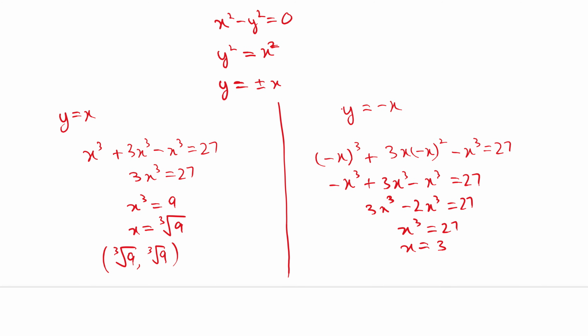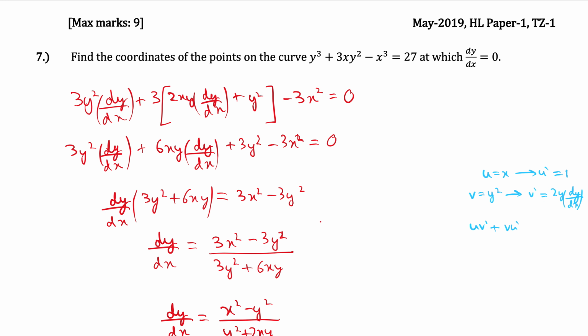Now since y is equal to negative x, if x is equal to 3, y will equal negative 3. So we have found the second coordinate, that the x coordinate is 3 and the y coordinate is negative 3. So these are the two coordinates at which dy/dx is equal to 0, and this is the answer to question number 7.